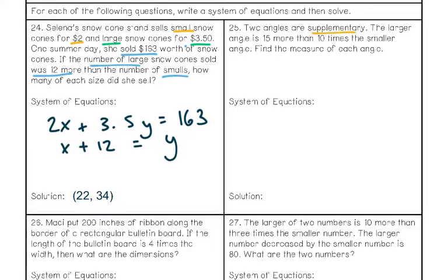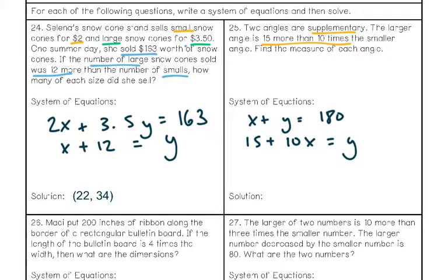Supplementary means that the angles add up to be 180 degrees. So I know that I can write that first equation as x plus y equals 180. The larger angle is 15 more than 10 times the smaller angle. I'll make the smaller angle x and the larger angle y. 15 more than means 15 plus 10 times the smaller angle, which is x, gives me y.